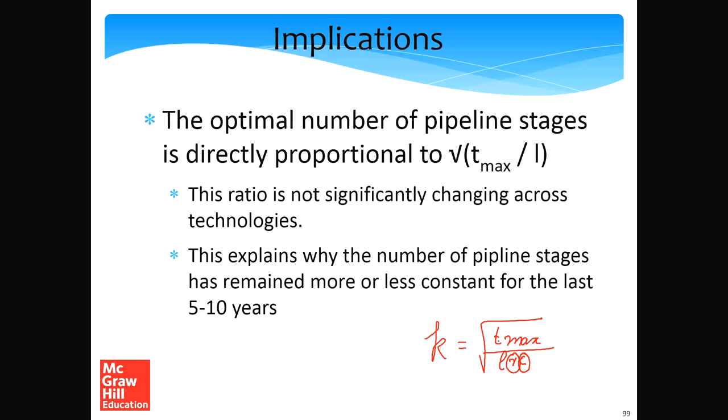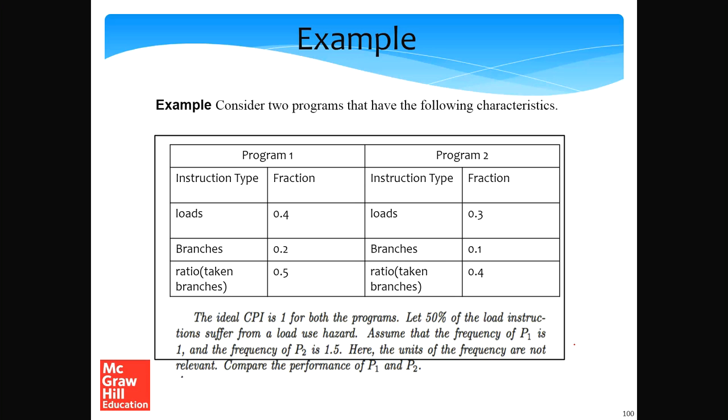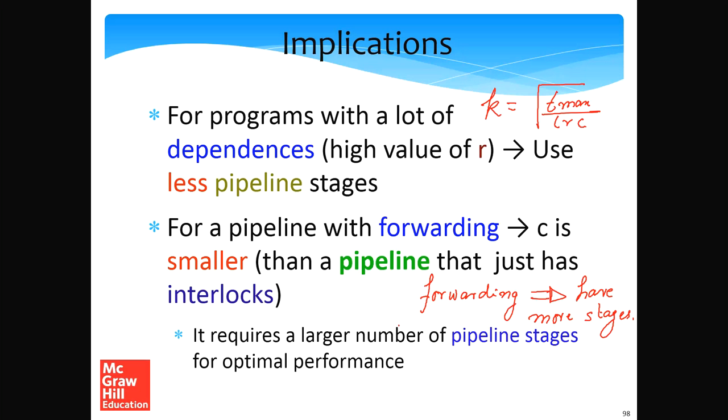So over the years, as transistors get smaller, it's only Tmax by L that we expected to see some change in, but that is also not changing. So it does not really make sense to increase the number of pipeline stages. So let us now do a little bit of math. So hopefully we have understood this.